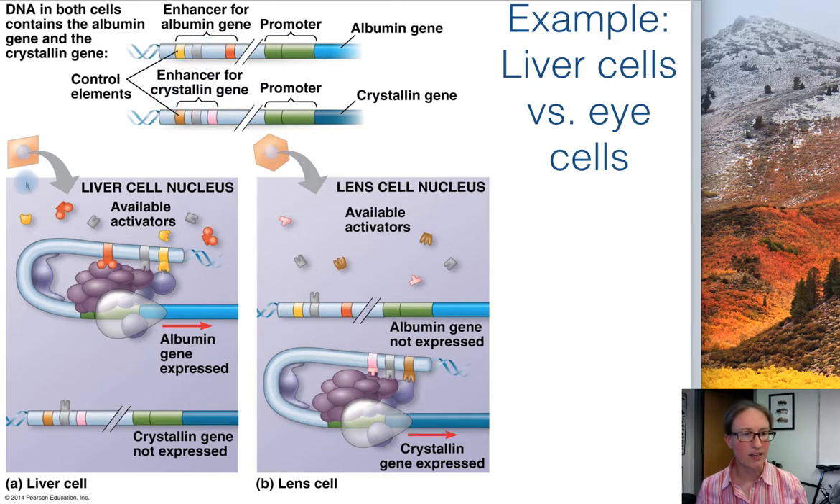So if we were to look in a liver cell nucleus, what we would find is that the appropriate activators are present to facilitate transcription of the albumin gene, and we would not have the appropriate activator combination present to facilitate transcription of the crystallin gene. And then if we were to look at an eye lens cell, we would see the inverse: the correct transcription factors, or activators, for the crystallin gene, but not for the albumin gene.